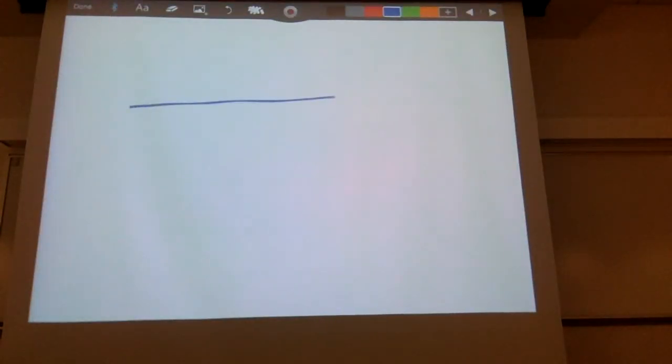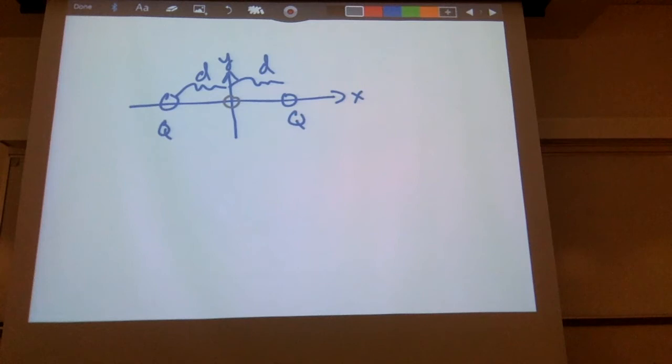So here's my x-axis. Here's my origin. So this is y. So it's saying I have one charge here, where this is charge capital Q. So this is a distance of d. I have the same charge over here, Q, which is at the same distance of d. So now I'm going to take another charge, little q, and put it at the origin.